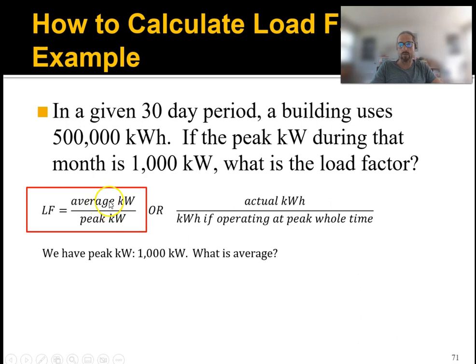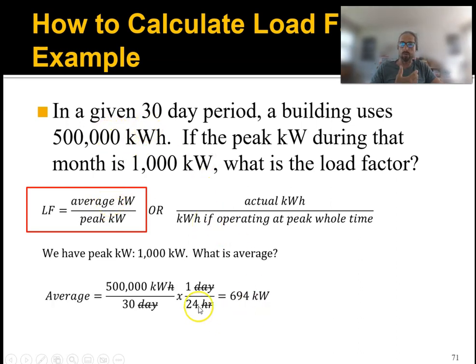So if you think about the units of this, if we have 500,000 kilowatt hours over 30 days, we just do some basic unit calculation, right? So 500,000 kilowatt hours, 30 days, 1 day is 24 hours. And when you cancel out the units, you end up with kilowatts. So my average kilowatt usage, my average demand was 694 kilowatts. So now I have my average.